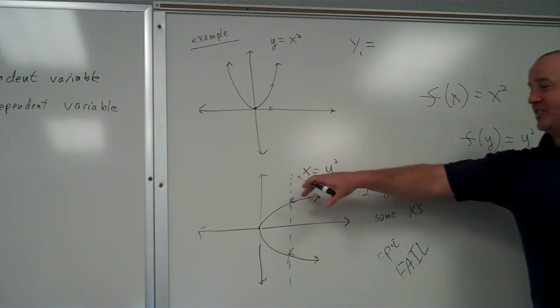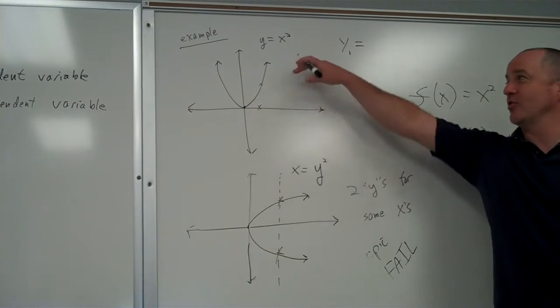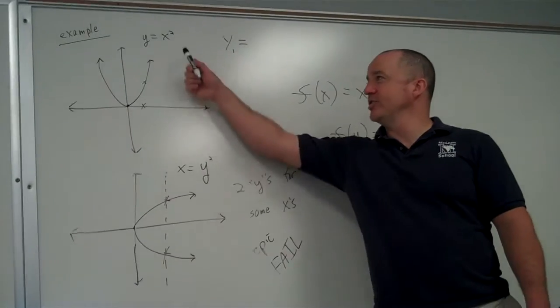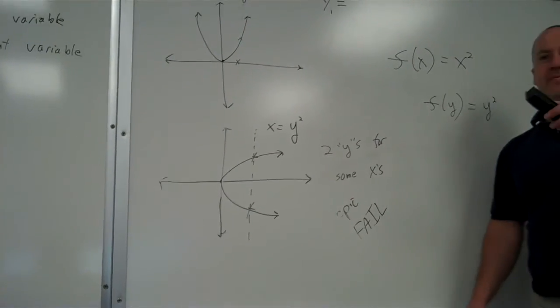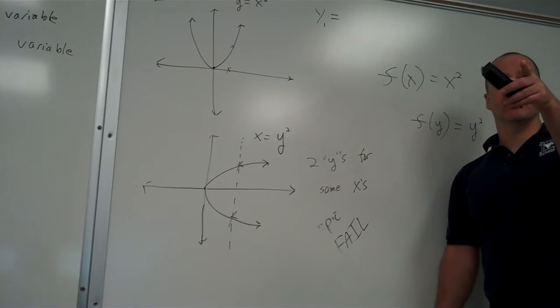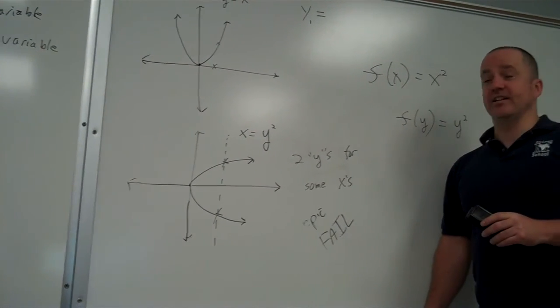So you guys get that this is not a function, but there's nothing wrong with this. Incidentally, what did I do between these 2 steps? Just switched it around. Switched what around specifically? I switched the independent and dependent variable? I did. That's a good way to put it.